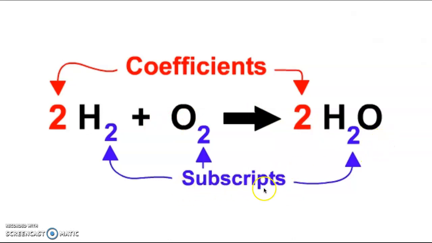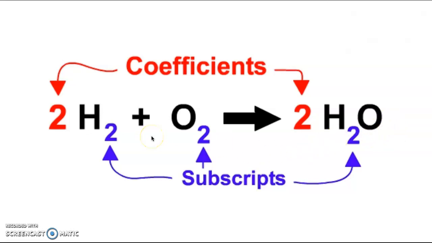The subscripts tell us how many atoms of each type are in each molecule. So this subscript 2 tells us we've got 2 hydrogen atoms per molecule. This 2 means we've got 2 oxygen atoms per molecule. And over here in water, this means we've got 2 hydrogen atoms. And where we don't see a subscript, again, that's going to mean 1. So I've got 1 oxygen atom in my water molecule.